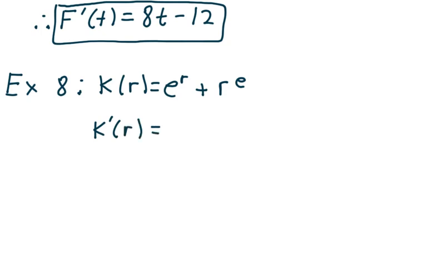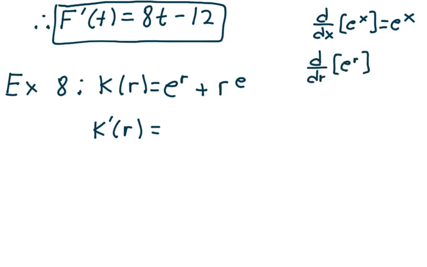Now, what we learned was d/dx of e^x is equal to e^x. But instead of an x, we have an r, but the principle still remains. So if I take the derivative with respect to r of e^r, I claim you're going to get e^r. So the derivative of e^r is e^r.